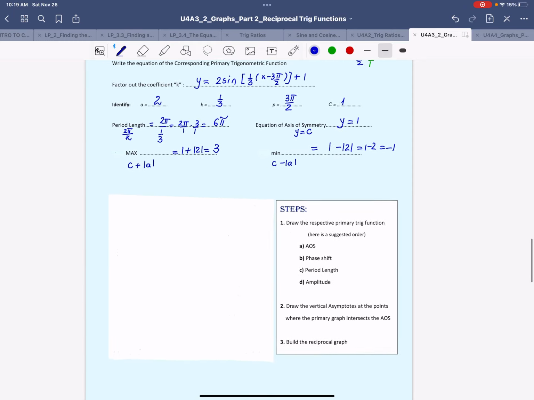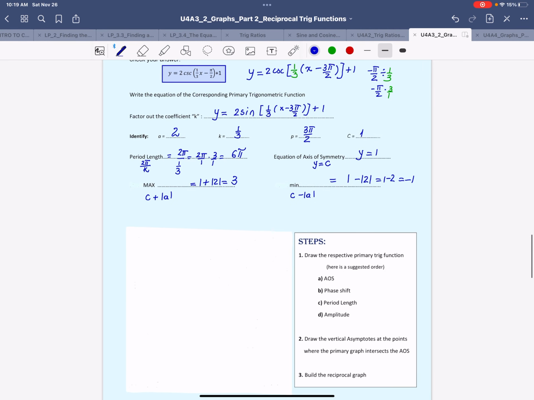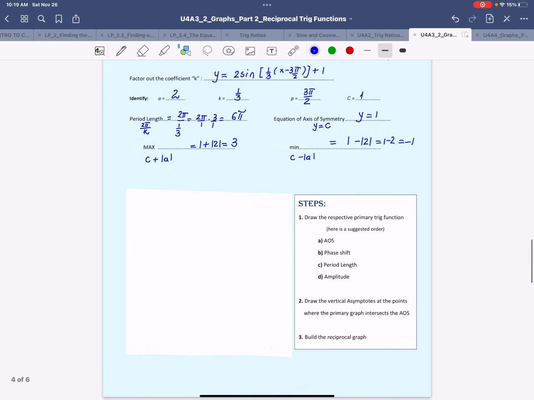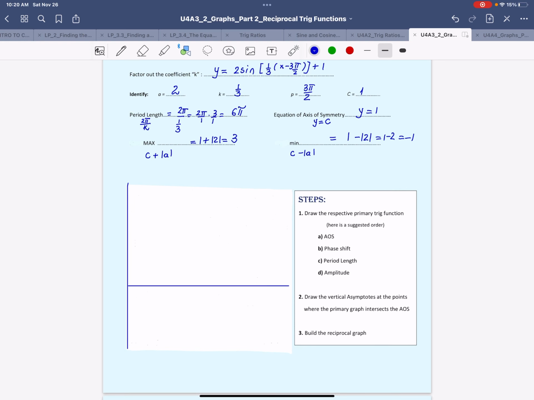So we start off by drawing the graph of the primary function. As you see here, we have quite a wide period, and we have a horizontal translation by 3 pi over 2, which means that we're going to need a lot of room in the positive x values. So we need to draw the y-axis right on the edge of the space here. Now, the vertical translation is 1 up, which means that we're going to have more graph on the positive y values than in the negatives. So this would be the y-axis and this would be the x-axis.